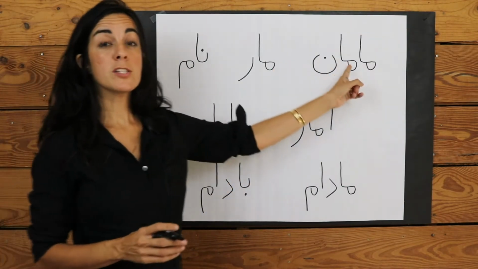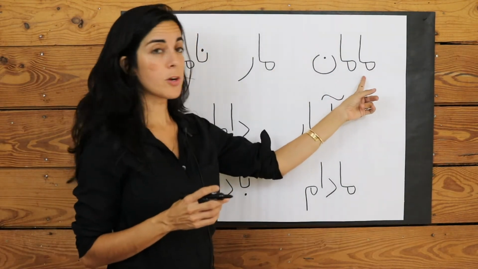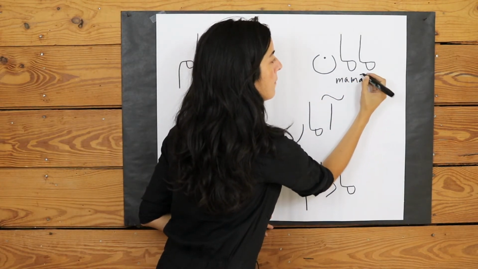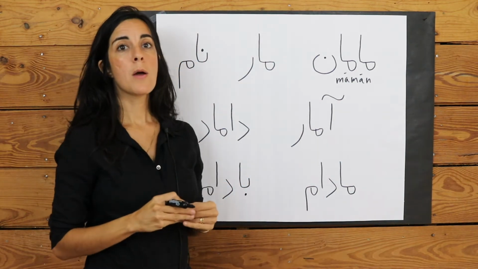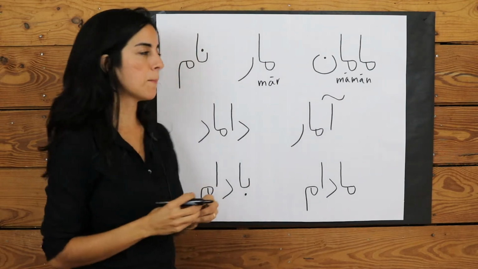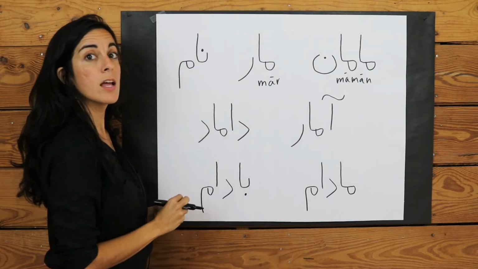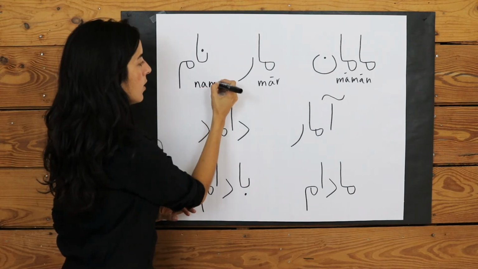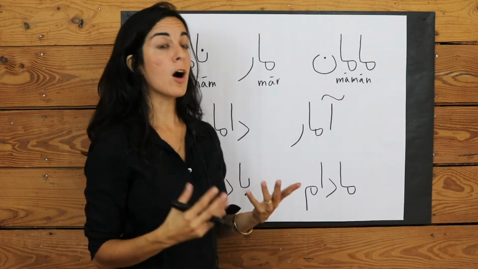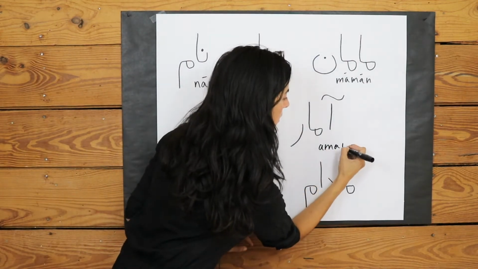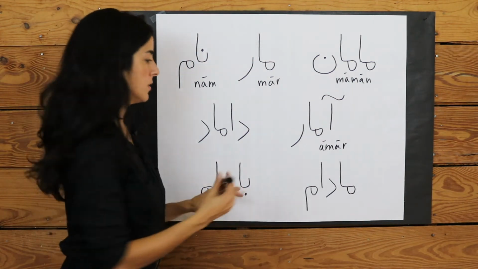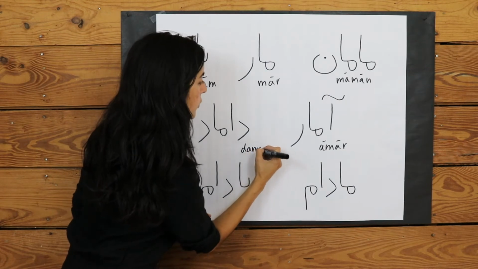So again, this time I'm going to point to it, you practice reading it, and then we're going to read it together. Maman, which is the word for mother. Next, mar, and that is the word for snake, mar. Next, nam, and that is the word for name. Next, amar, and that's a statistic. Next, damad, and that is a groom.